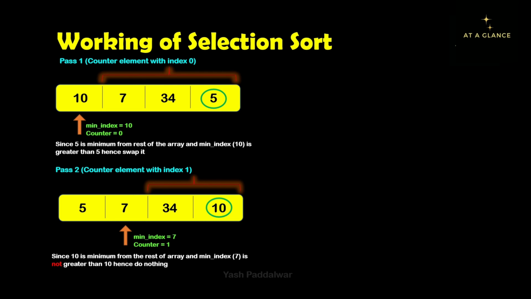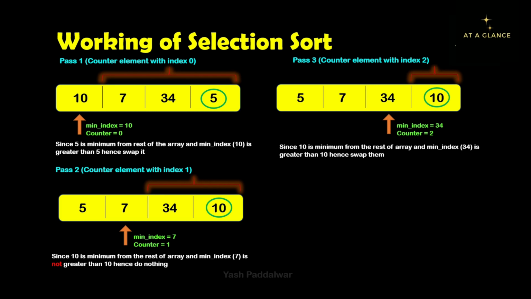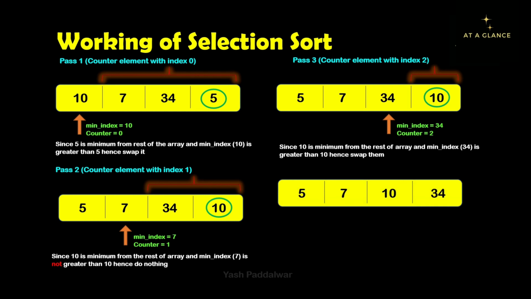Talking about the next pass, in this pass we will increment the counter and now the counter would be at index 2, which is 34. So 34 will be called as min index element. So from the rest of the array, we have to find the minimum element. So clearly 10 is the only element from the rest of the array. So 10 is called as minimum element. So we will compare the minimum element with the min index element. Since 10 is lesser than 34, we will swap it.